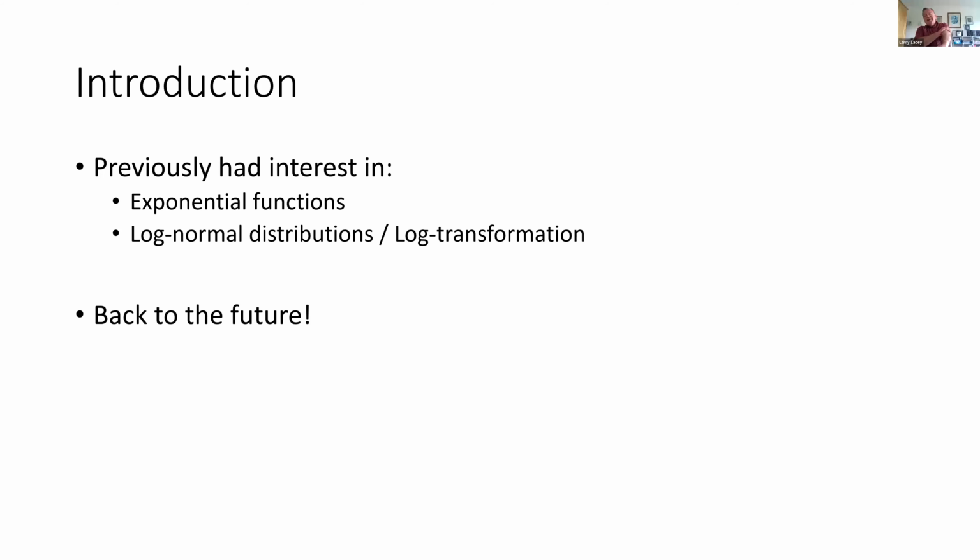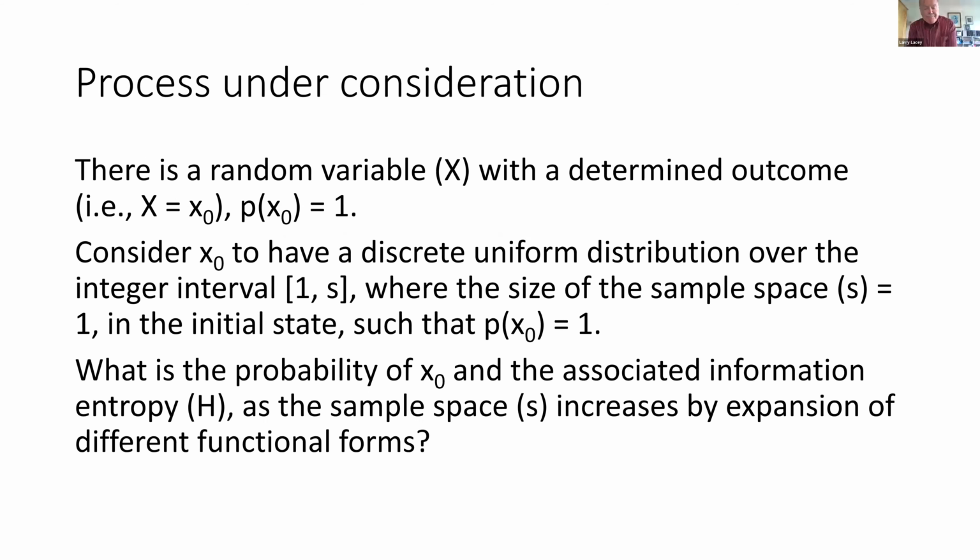Okay, so here is the process I'm going to be considering. As I said, the key word here is process. Let's assume, to begin with, in the initial state, we have a random variable with a determined outcome, i.e. it's got a probability of 1. And let's assume that in this initial state, the sampling space is 1. So it's a determined outcome, probability 1.